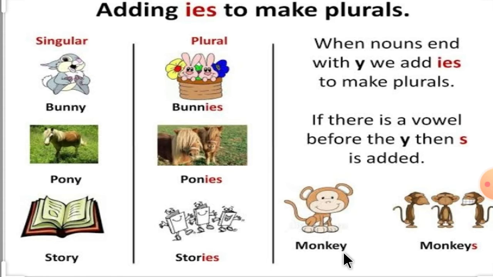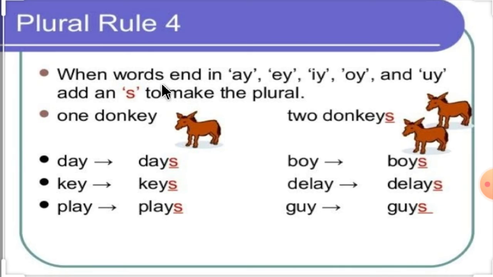The spelling ends with y, but there is a vowel sound before the y, so s will be added. Monkey, monkeys. Then rule number 4. When words end in ay, ey, iy, oy and uy, add an s to make the plural.